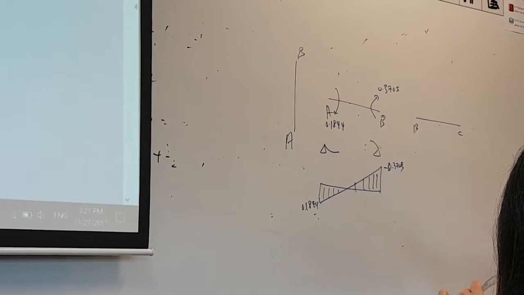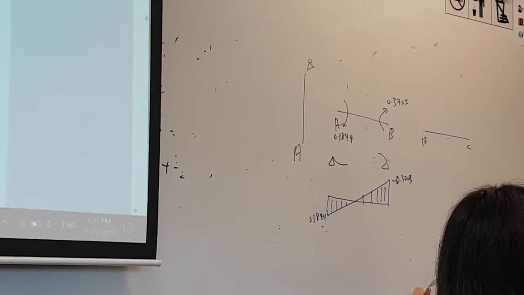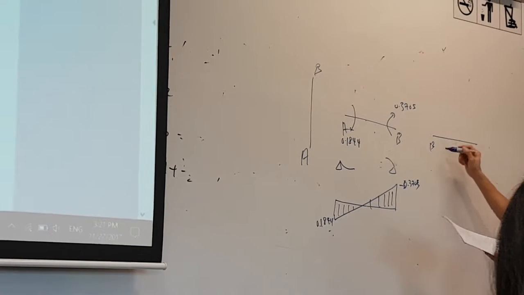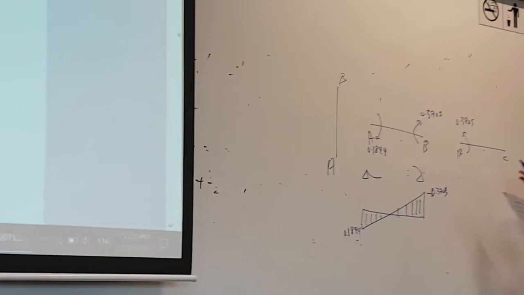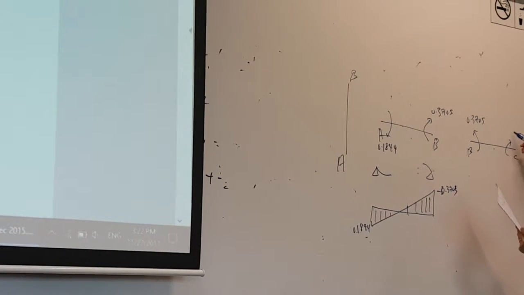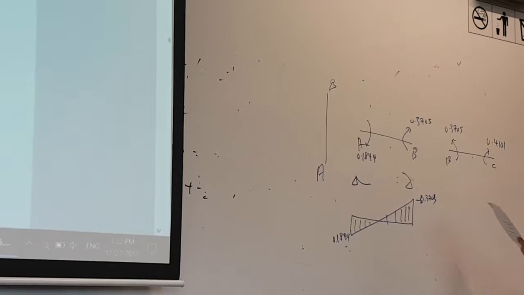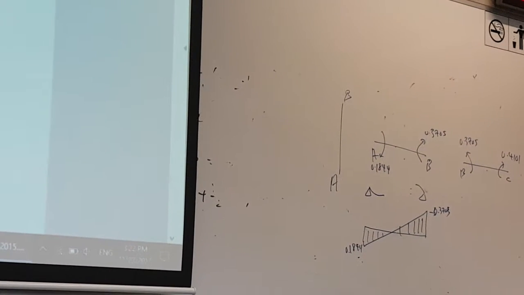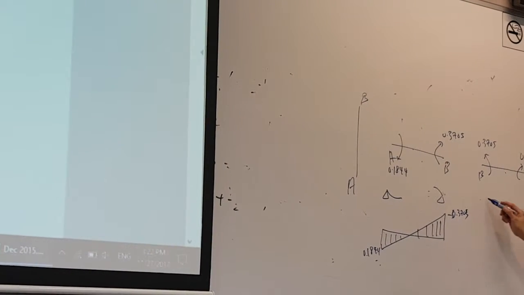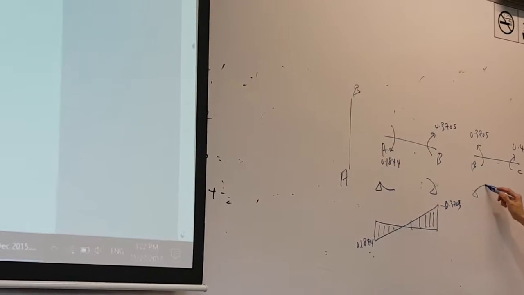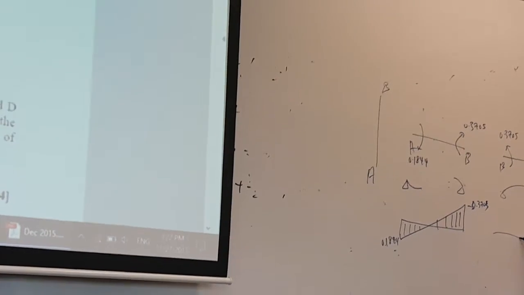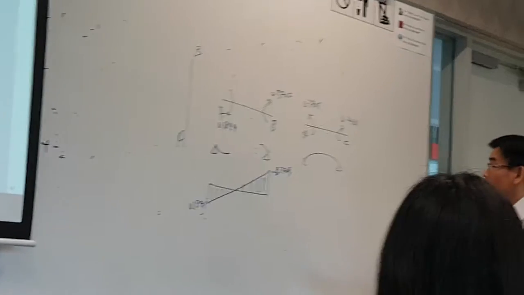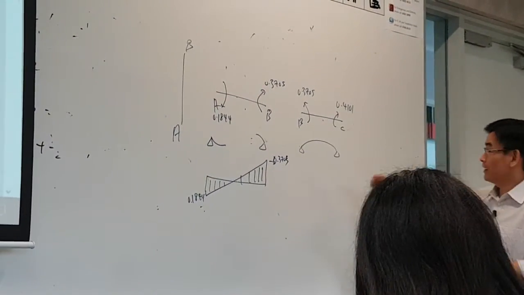How about BC? What is the moment? For BC, the moment here is going to be 0.3705 because it's anti-clockwise, and the moment at C is going to be 0.4101, right? So for this case, how's it going to be like? Everything is hogging right now, because it's pushing upwards.